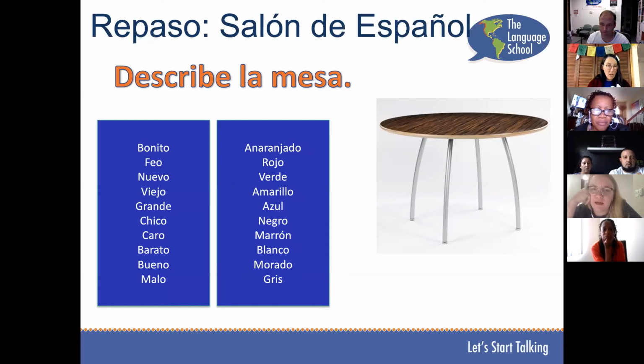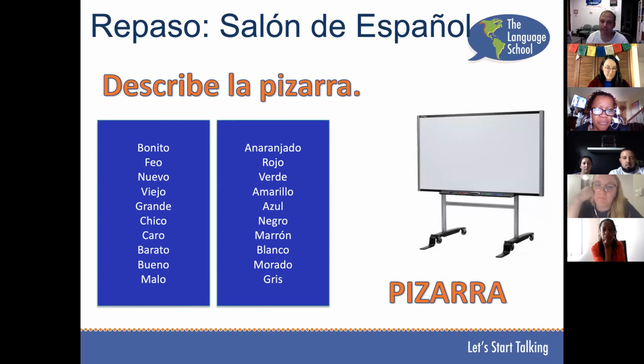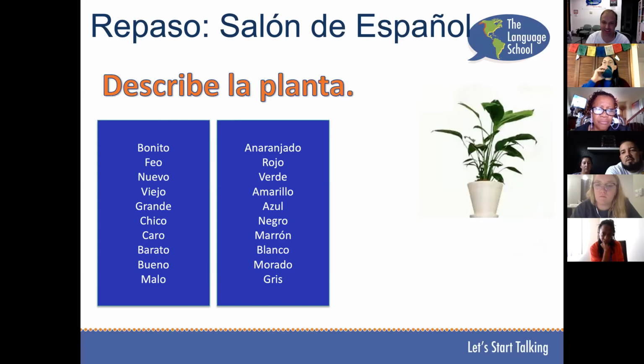La mesa es vieja y marrón. Describe la pizarra, Orlando. La pizarra es nueva y blanca. Muy bien. Nice catch. Blanca also. Good. Andrea, describe la planta. La planta es bonita y verde.